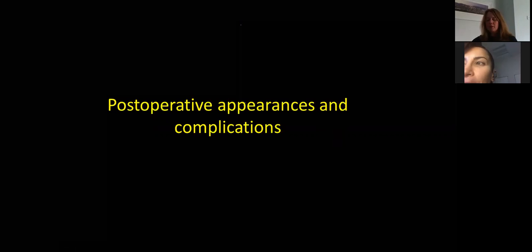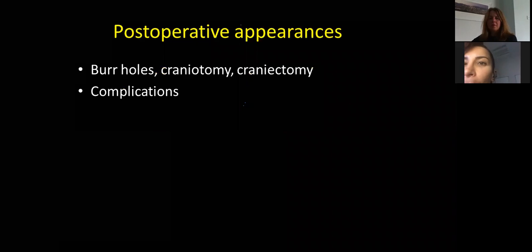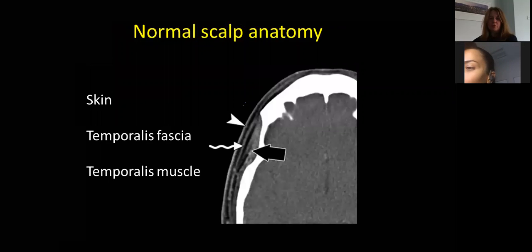So let's park calcifications and move on to post-operative appearances and complications. Probably more neurosurgically orientated as opposed to old TB or neurodegeneration. So I'm going to talk today about burr holes, craniotomy and craniectomy, what they look like and where they should be, and then some complications that we might all see after surgery.